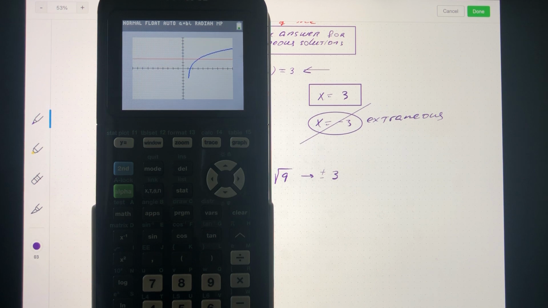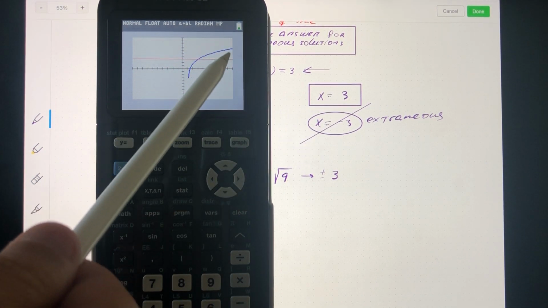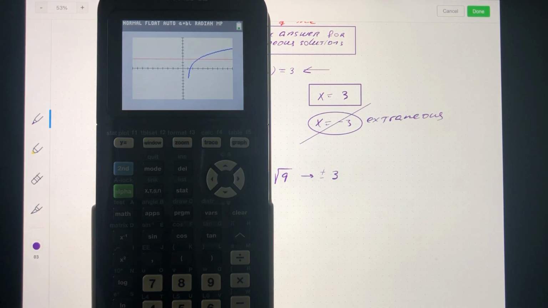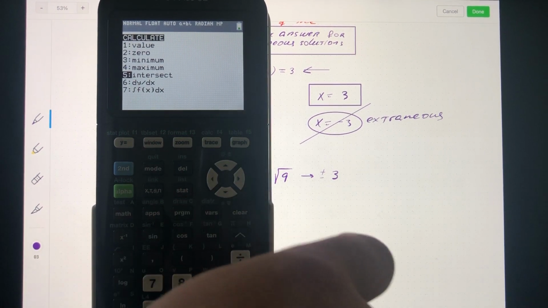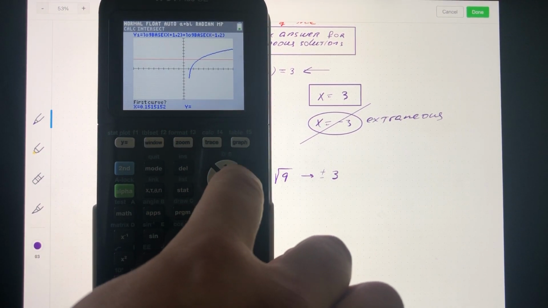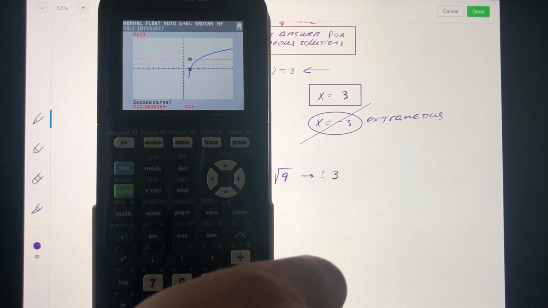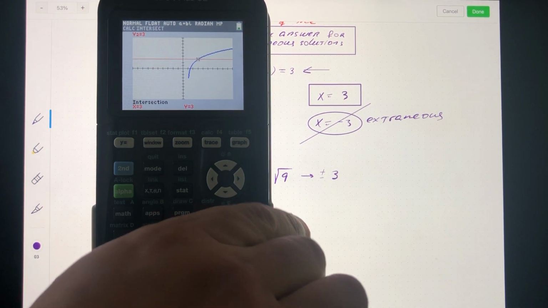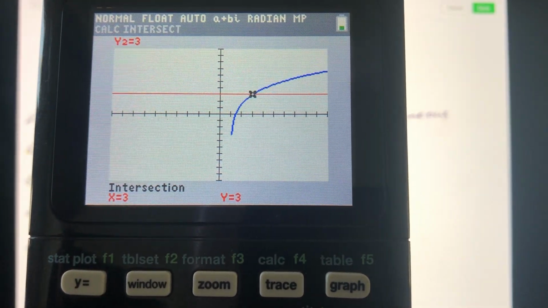So the two solutions don't make sense visually because there is no way this curve is coming back to cross with a straight line. Now, where did they cross? Let's find that intersection. Second, calculate, intersect, and let's go first curve. We need to be at the first curve. Enter is yes. Did I jump to the second? Enter is yes. Do you want to guess? Yes, I do. And here is the answer. X is 3, just like we thought.